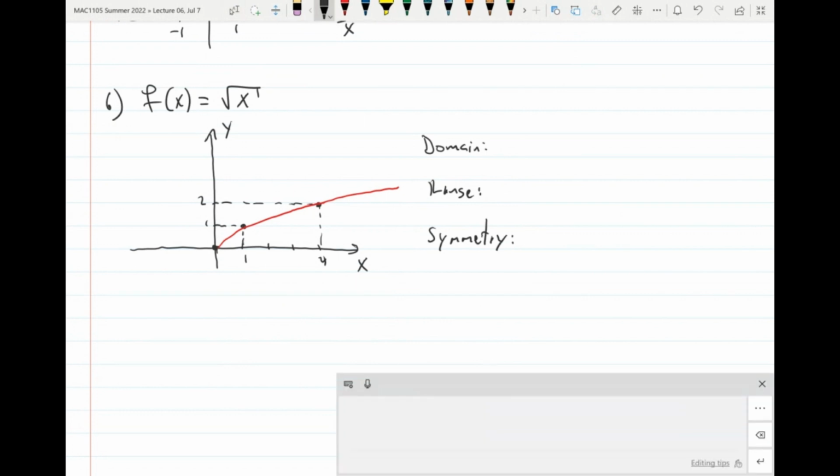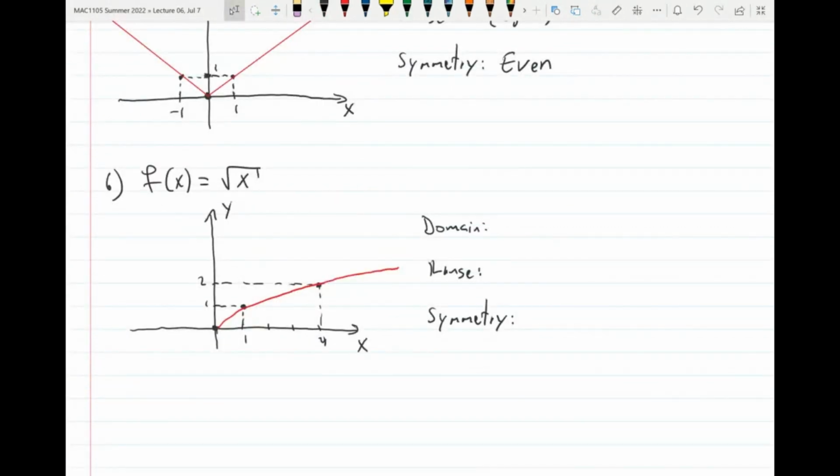What's the domain? 0 to infinity. So I have to put a bracket here. Range? 0 to infinity. Symmetry? It's neither. There's no symmetry here. It's not symmetric with respect to the y-axis. There's nothing going on over here, so that's not reflecting. And it's not odd because there's nothing going on down here. Okay? All right. So a square root function.